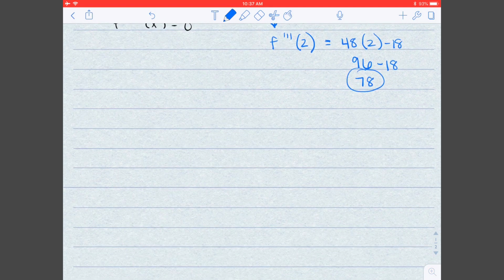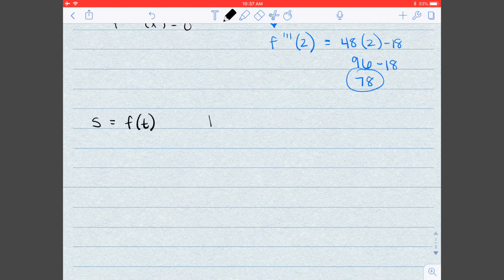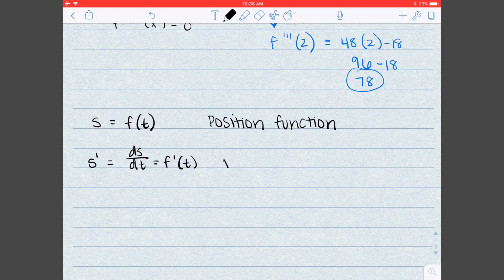Along with higher order derivatives come our real world application problems. So if we start with s, we represent that by f of t. We have already looked at this before, and we've stated that that represents our position function. And I want to make sure that you feel comfortable with this idea that if you want to find the derivative of s, which is the same thing as saying ds over dt, then what you're doing is finding the derivative of that function, f prime of t, and that represents your velocity function.